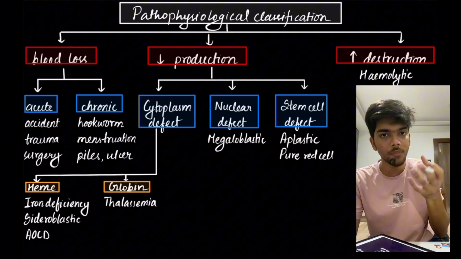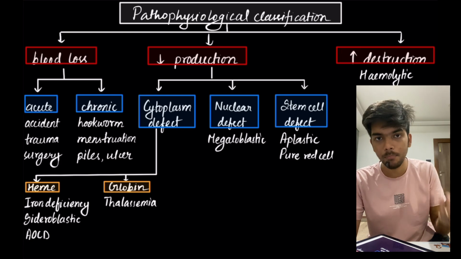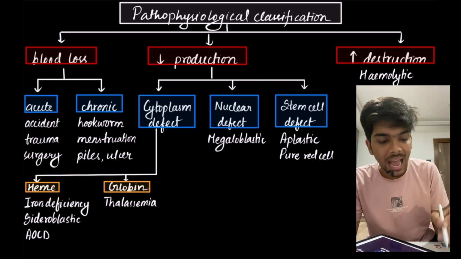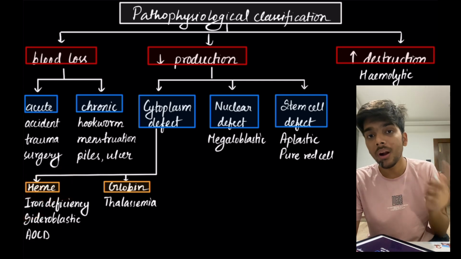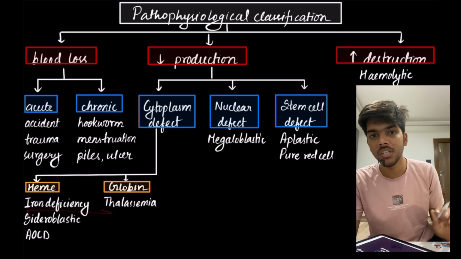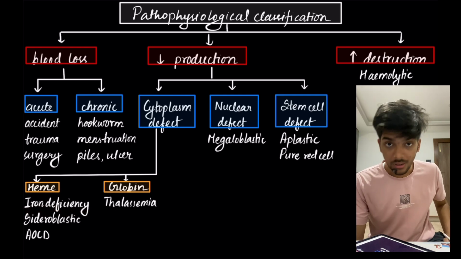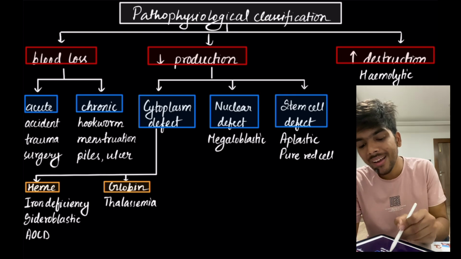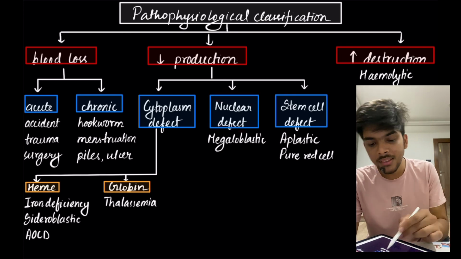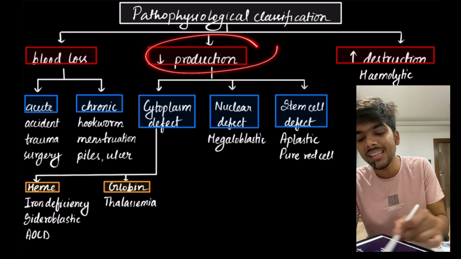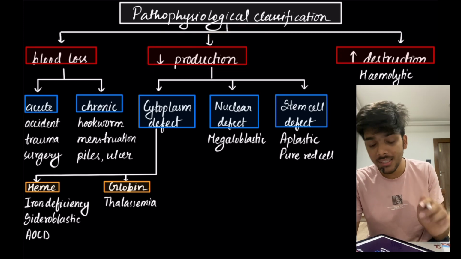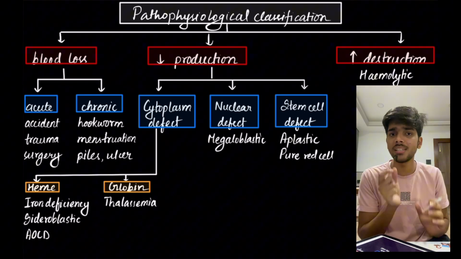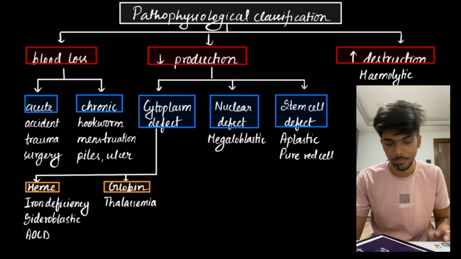Within the cytoplasm, you have hemoglobin, which contains a heme part and a globin part. There was a defect in the heme part due to lack of iron, causing what type of anemia? Iron deficiency anemia. But now, instead of a cytoplasmic defect, we are going to have a nuclear defect. This nuclear defect leads to decreased production of RBC, and this is seen in megaloblastic anemia. In short, this is what happens in megaloblastic anemia.